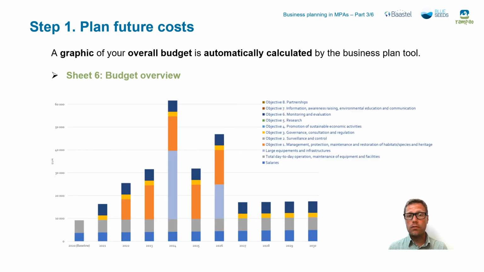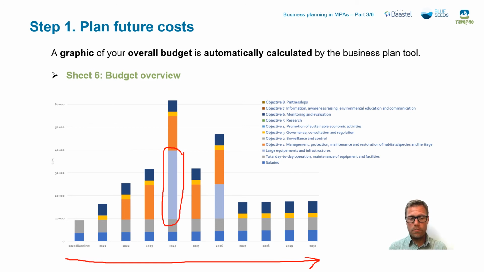Sheet number 6, shown here, gives you a budget overview with a figure that is generated automatically as you enter costs in previous sheets. It allows you to see in one glance how the costs evolve over time. It also allows you to assess the relative contribution of the different activities to the overall yearly costs. In year 2024, costs in this example are expected to be highest because of the purchase of large equipment. You can notice how salaries in blue and recurrent costs in gray are relatively constant over the time considered in this example.